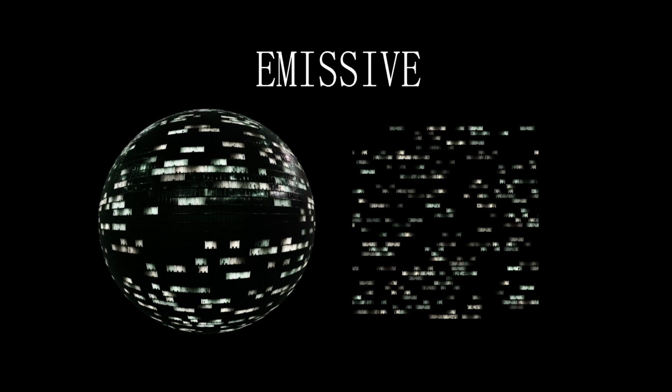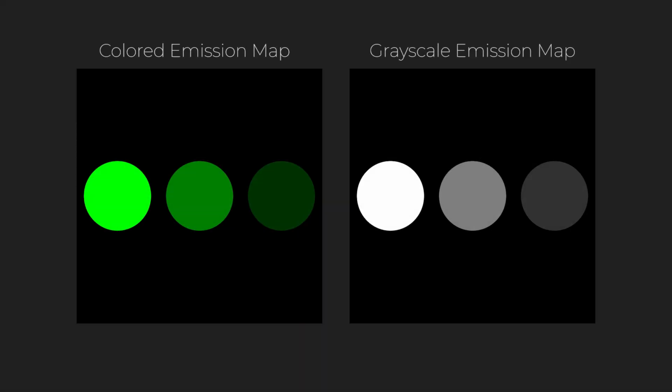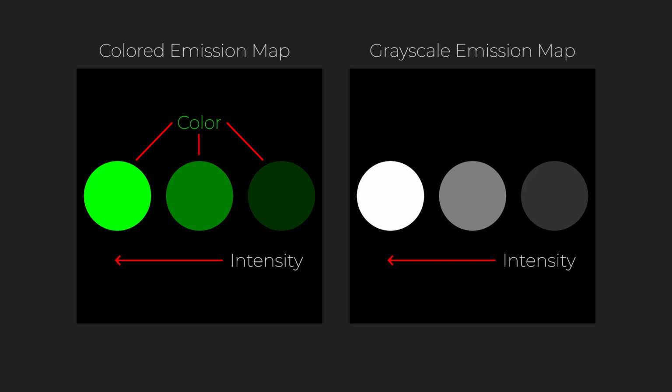So let's get started. An emission map allows specific areas of a material to emit light, simulating a light source directly from the material itself. An emission map typically comes in two formats, color or black and white. A color emission map contains both brightness and color information, meaning it controls not only how strongly each part of the surface glows, but also what color the light is. A black and white emission map, on the other hand, only controls the strength of the glow using shades of gray, and is typically used as a mask.